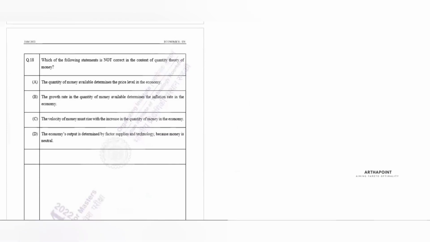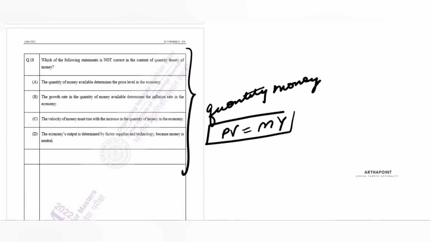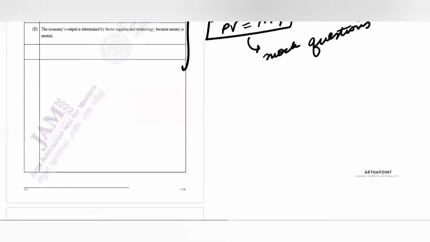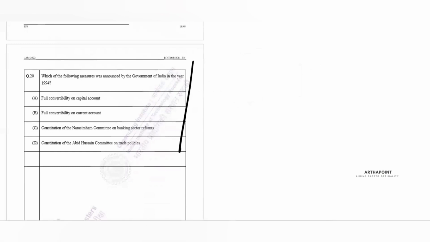Over and out, this is on the quantity theory of money, on which we have done various lectures discussing what the quantity theory of money is and how it works. In fact, we had a full-fledged discussion on this when we were doing our own mock questions, so it's coming from there. Again, we had done a full lecture discussing what to do with limits and continuity in the final days, and we know how to solve such questions, how to check left-hand limit, right-hand limit, and how to check continuity and differentiability. This is Indian economy.